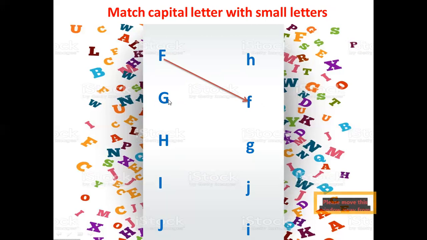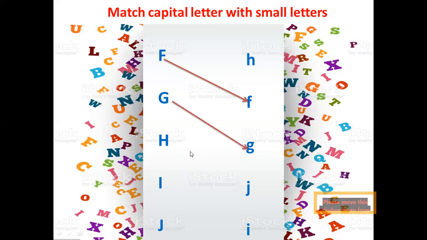Now after F, our next letter is G. Where is the letter G? Start from the start. This one, no. This one has already been done. This one is the letter G. Match the capital letter G with their small g.